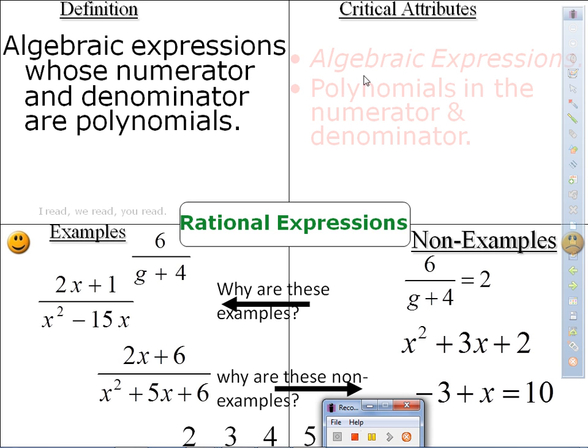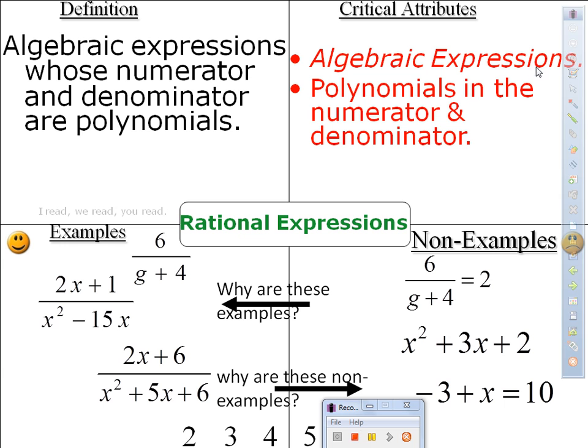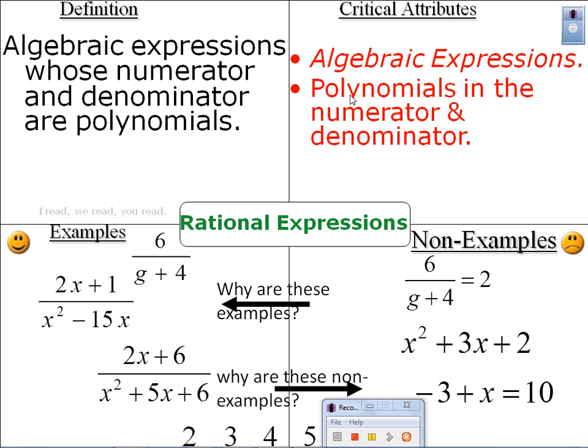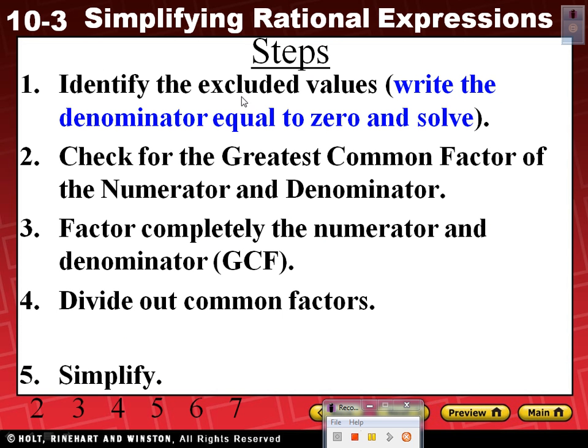So, critical attributes. Write this down, please. They need to be algebraic expressions, number 1. And number 2, they need to have polynomials in the numerator and denominator. Everybody got it? So, steps. Number 1, identify the excluded values. In parentheses, write the denominator equal to 0 and solve.